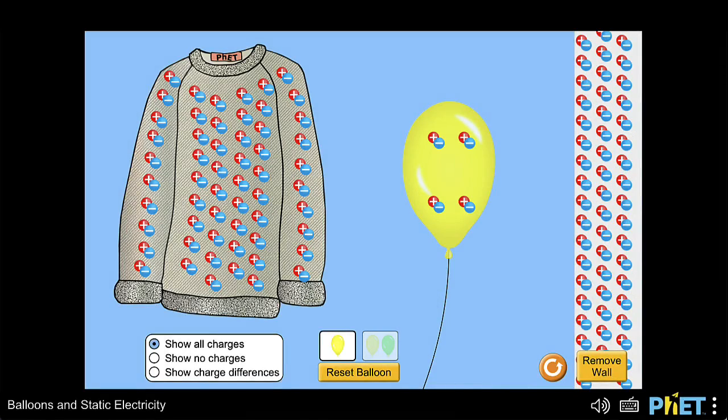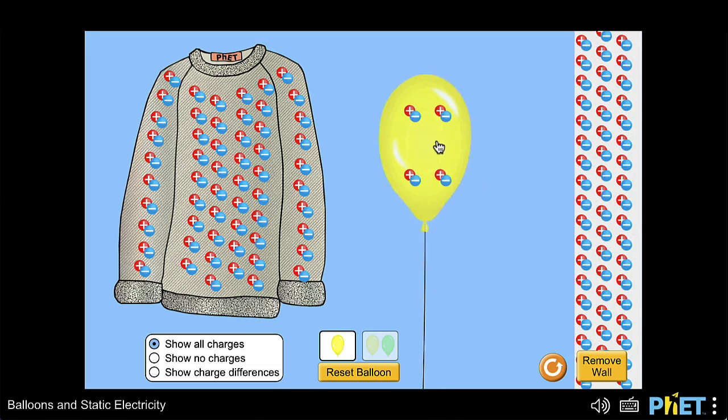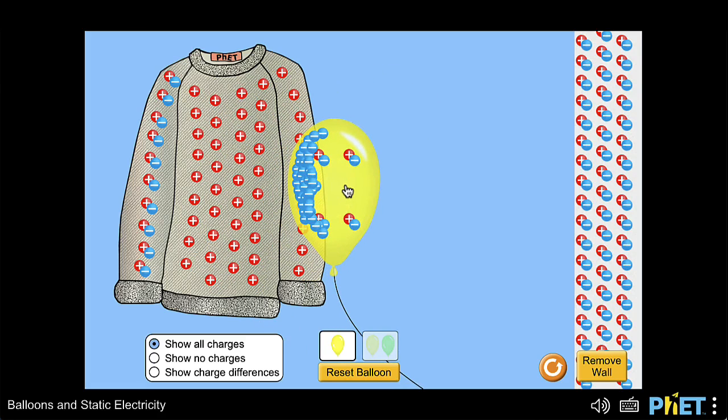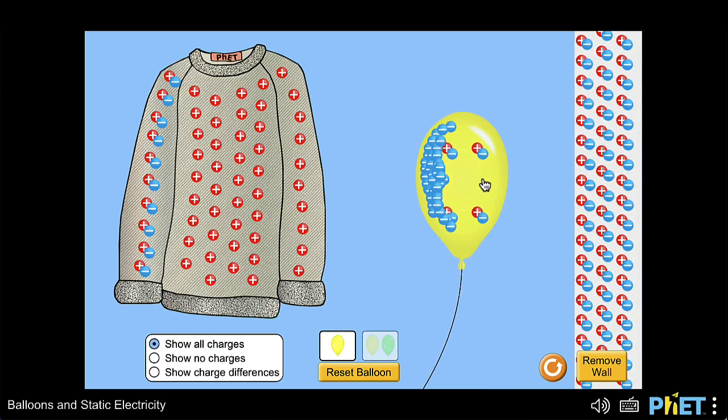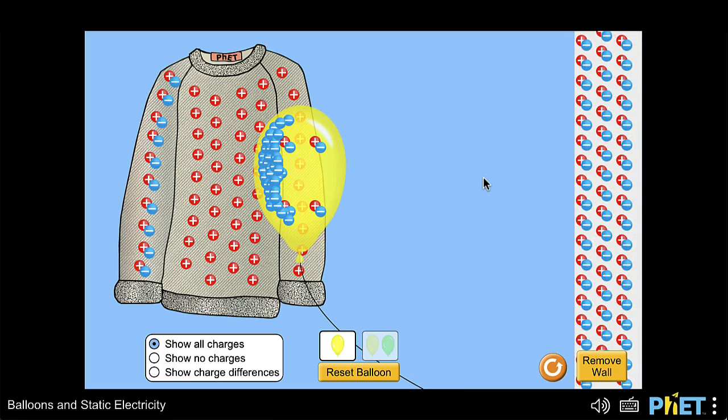For example, this is the PhET simulation, Balloons and Static Electricity. In this simulation, there's a balloon, a sweater, and a wall. At first, each is shown with many pairs of positive and negative charges. We can grab the balloon and move it around, and if we rub it on the sweater, we'll pick up or transfer negative charges from the sweater onto the balloon, making the balloon negatively charged and the sweater positively charged. Now, if we move the balloon away from the sweater and let go, it will be attracted to and stick to the sweater. That's one thing a learner can do when they start using this interactive.